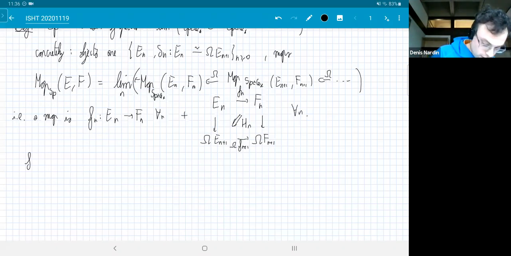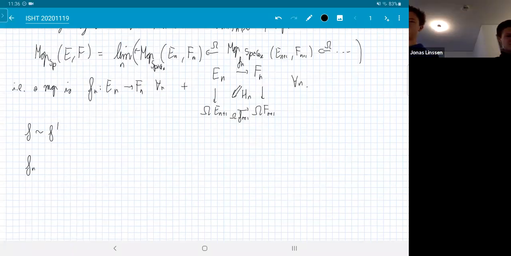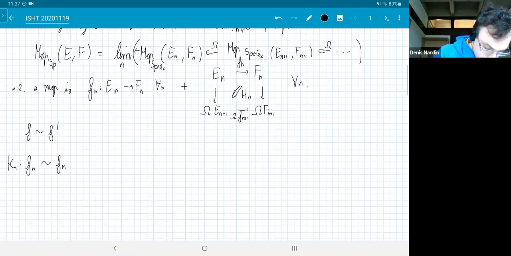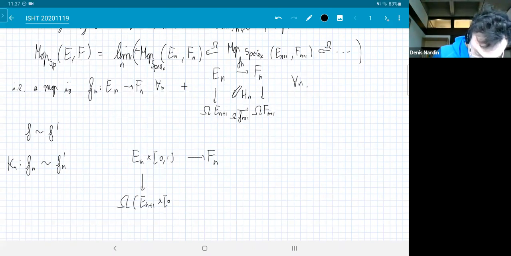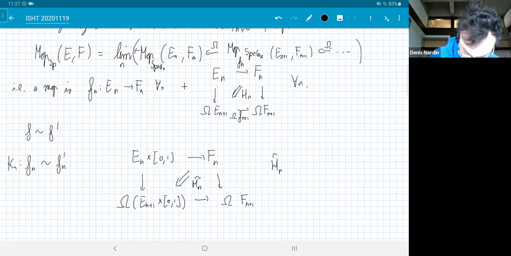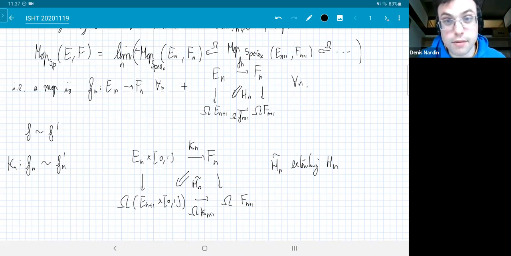So a homotopy between two of these things is going to be a collection of homotopies, which I'm going to call Kn, from Fn to Fn prime. And then you have to extend, and you have h_n tilde such that, so this is kn, this is omega kn plus one, and this is h_n tilde extending hn, in the sense that if I restrict to En times zero and En times one, this gives you the two homotopies.